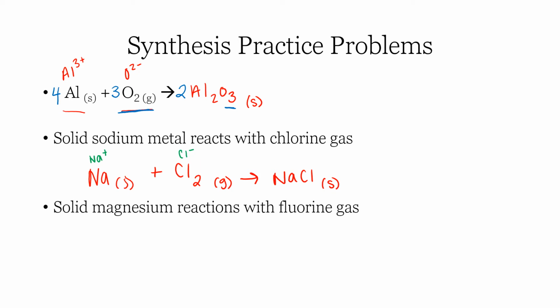My last step, just like in the first problem, is to go through and balance it. I'm going to start by looking at chlorine. On the reactant side, I have 2 chlorines. On the product side, I have just 1. So I'm going to add a coefficient of 2 in front of the sodium chloride. Now chlorine's balanced, but I need to add a coefficient of 2 in front of sodium to balance the sodium. I want you to go ahead and do the last problem on your own and then check your answers.